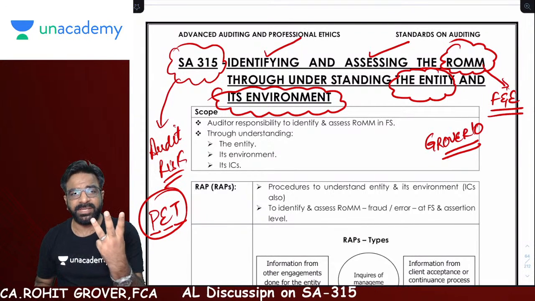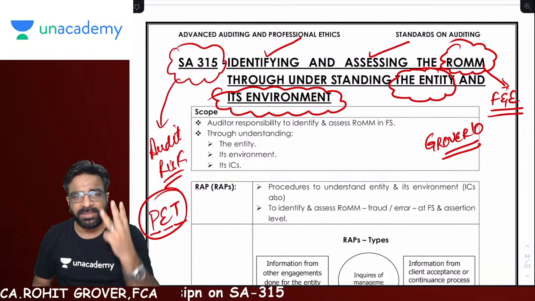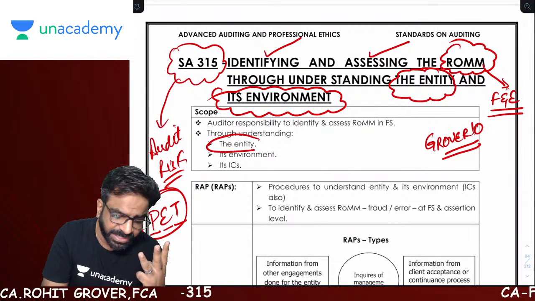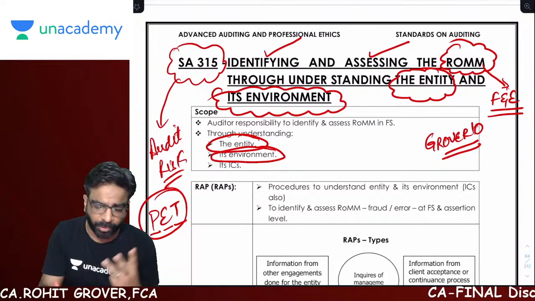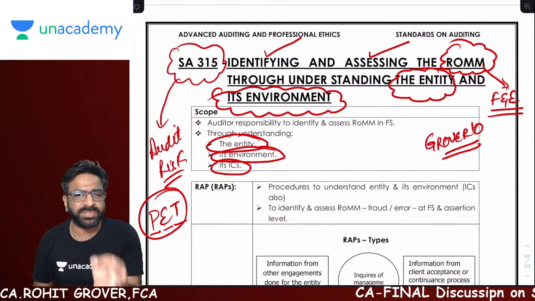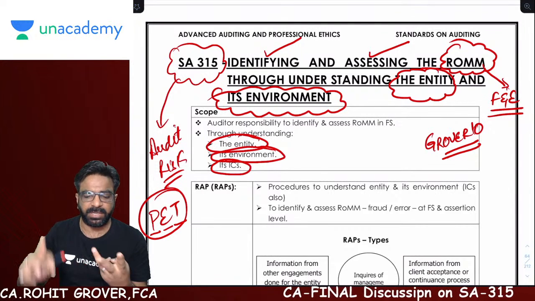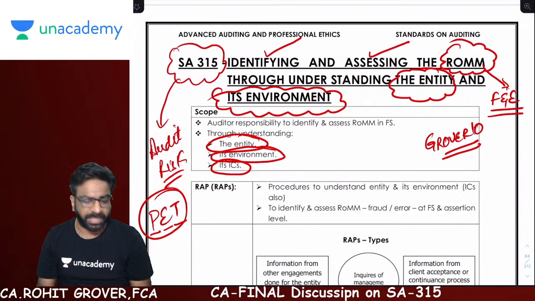So basically, to identify and assess the risk of material misstatement, there are three things the auditor has to understand. First of all, he has to understand the entity, he has to understand the environment within which that entity operates, and he has to understand the internal control systems of the entity. What are the three things? The entity itself, the internal control systems, and the environment in which the entity operates.